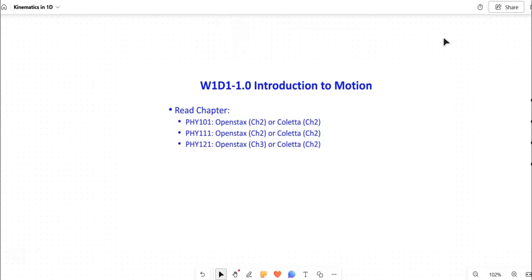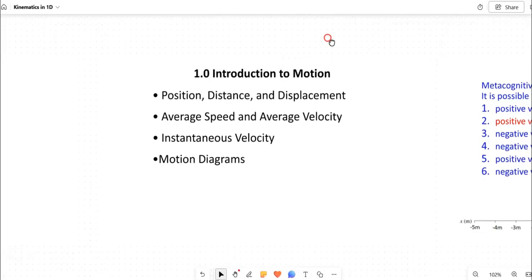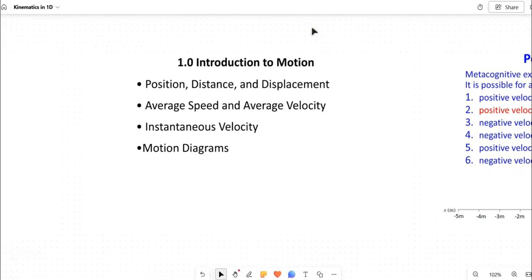We are starting out with kinematics, and this is Introduction to Motion. If you haven't started the reading, please start the reading now. Those readings and those chapters will be indicated in Canvas.